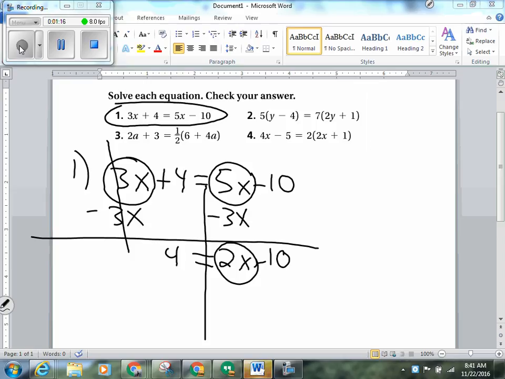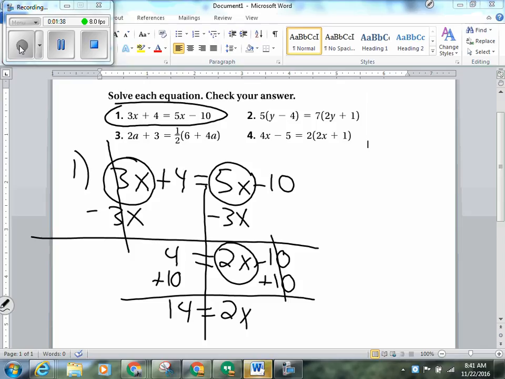And what's next to the circle? A minus 10. We always do the opposite operation. So instead of minus, I need to add 10 to both sides. 4 plus 10 is 14. Bring down the 2x. And these two cancel.